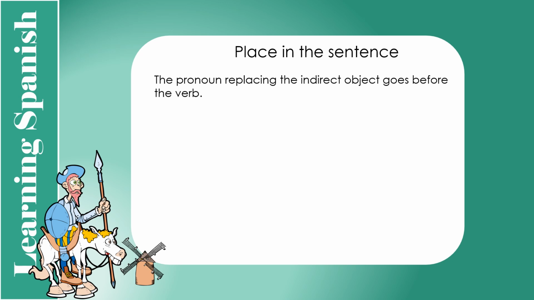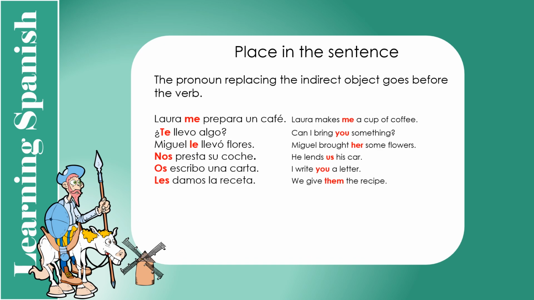The pronoun replacing the indirect object goes directly before the verb. A few examples. Laura me prepara un café. Laura makes me a cup of coffee. Te llevo algo. Can I bring you something? Miguel le llevó flores. Miguel brought her some flowers. Nos presta su coche. He lends us his car. Os escribo una carta. I write you a letter. And les damos la receta. We give them the recipe.